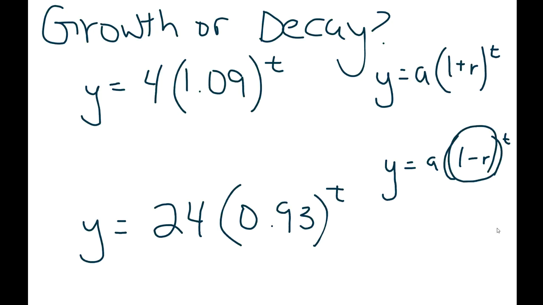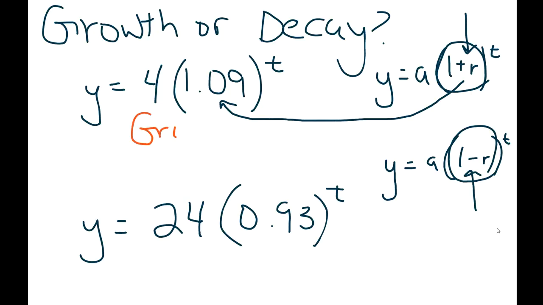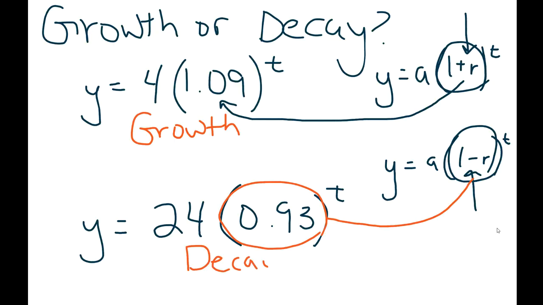So really it's about this number right here. If we're going to add R to 1, we know that this number is going to be bigger than 1. And if we're going to subtract R from 1, we know that it's going to be smaller than 1. So if you're looking over here, it looks like 1.09 is bigger than 1, so therefore it's going to be a growth. Down here, if you're looking at this one, well, this one is smaller than 1. So in order to get to that 0.93, we had to subtract. So then this one is going to be decay.